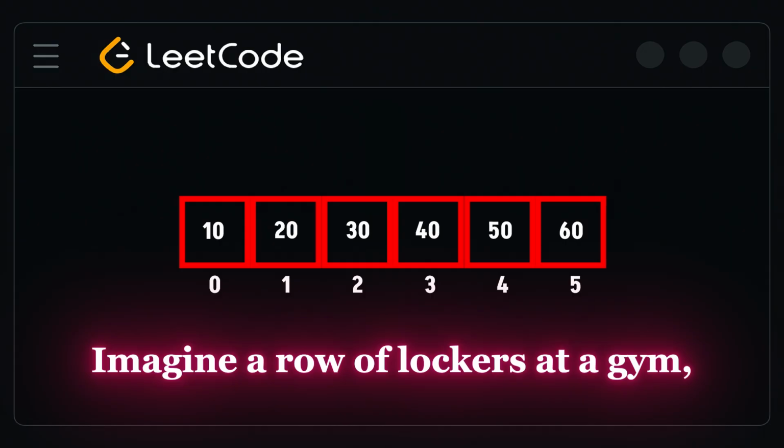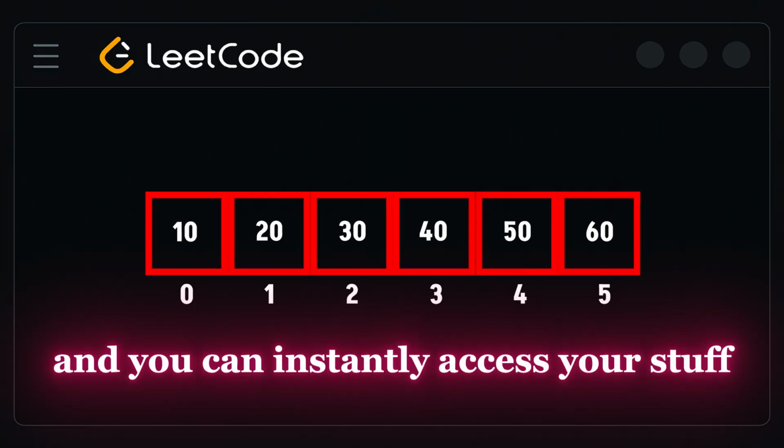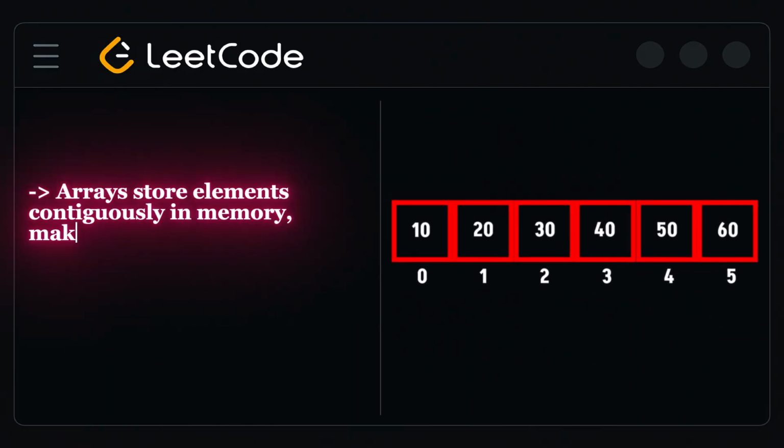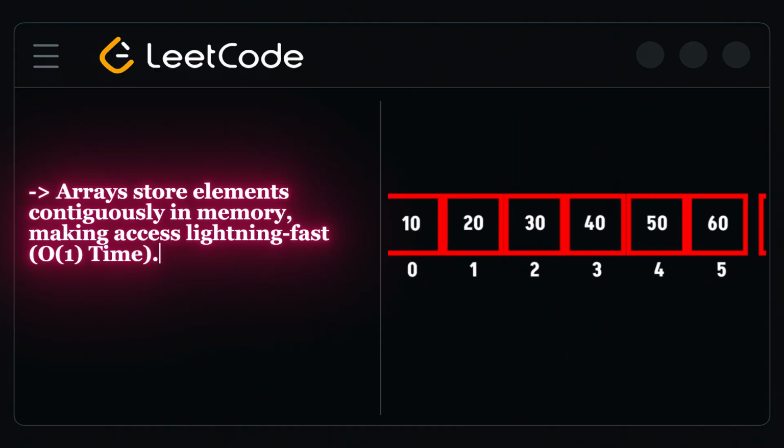Imagine a row of lockers at a gym. Each has a number, an index, and you can instantly access your stuff if you know the locker number. Arrays store elements contiguously in memory, making access lightning fast, O(1) time. But they're rigid.